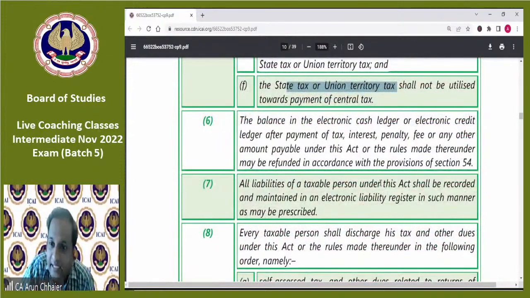The balance in the electronic cash ledger or electronic credit ledger after payment of tax, interest, penalty or any other amount payable under this Act may be refunded in accordance with the provisions of section 54. So it can be refunded. If you would like to take the refund of the electronic cash ledger, any amount which is lying, you can use it, no problem. If you would like to take the refund, that is also not an issue.